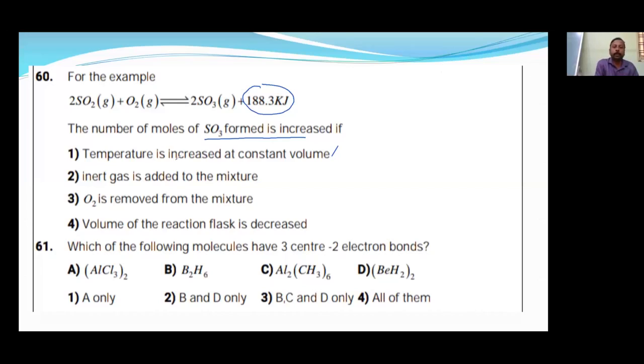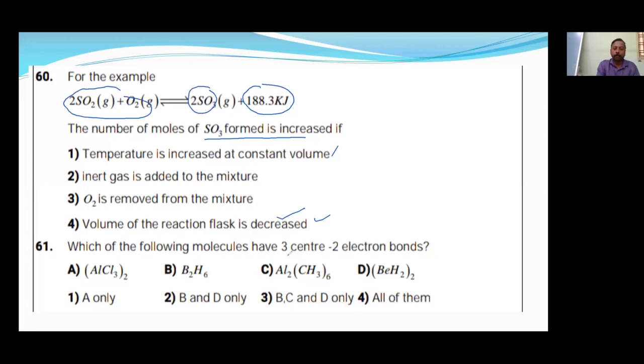Okay, here the only problem is with option C. The number of moles on the right side is 3 moles, and on the left side it is 2 moles. So the best and only method to increase the SO3 is by decreasing the volume. This is the answer.